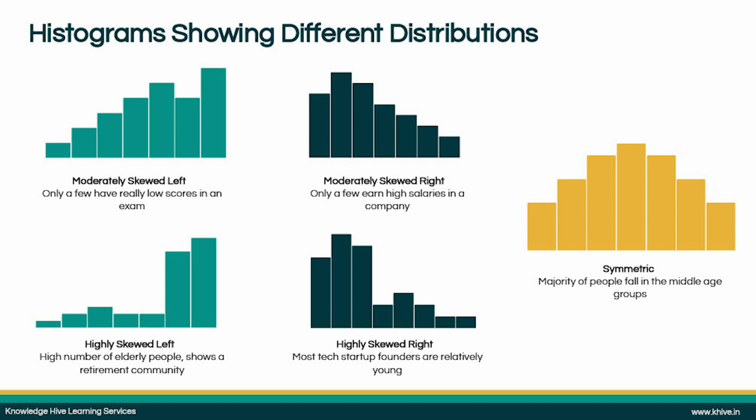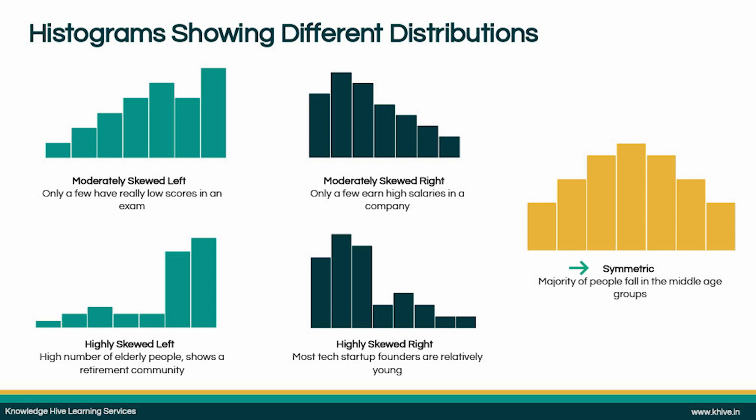Right. Conversely, moderately skewed right means most values are lower, clustered on the left, with a few high outliers pulling the tail out to the right. Like income distribution in most companies, where most employees earn around a certain level, but a few executives earn much, much more. That's a classic example. And highly skewed right might be something like the ages of tech startup founders, maybe many are relatively young, with just a few older outliers.